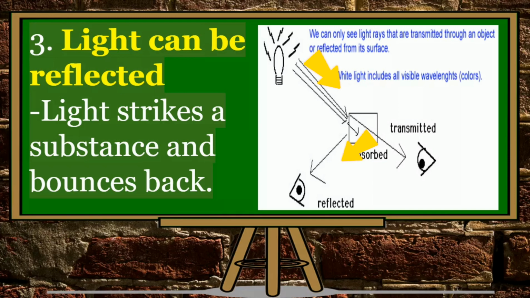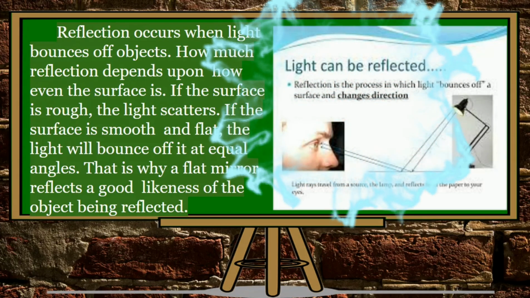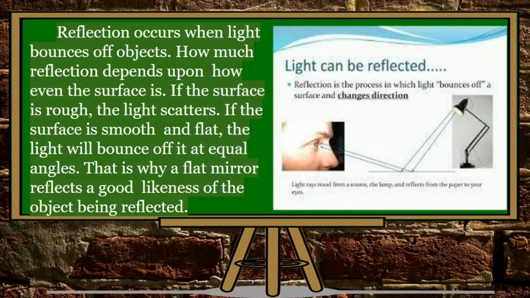Number three, light can be reflected. Light strikes a substance and bounces back. Reflection occurs when light bounces off objects. How much reflection depends upon how even the surface is. If the surface is rough, the light scatters.